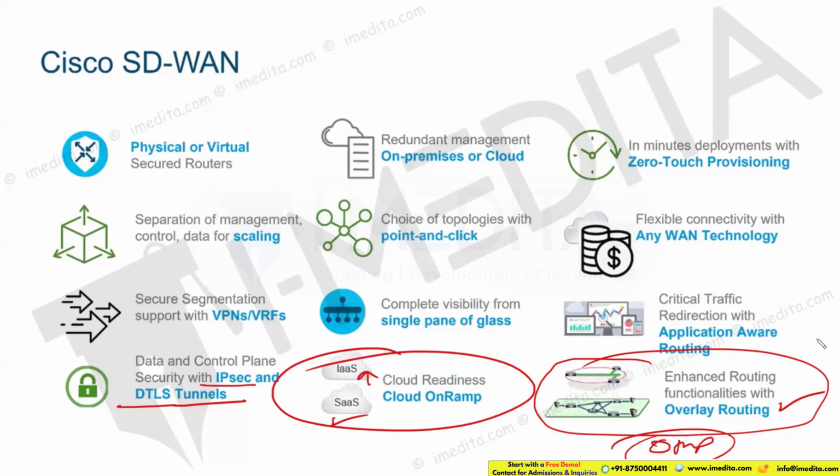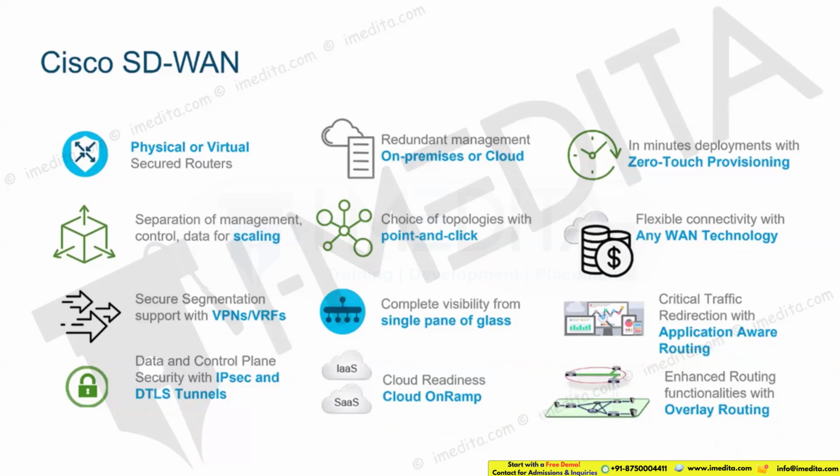Now, how OMP works, how it selects the best path, which information it carries in its update messages and all that. We have to understand OMP similar to BGP, EIGRP, and OSPF. So I have a separate chapter for the OMP protocol for overlay routing, and we will have to understand it very well.